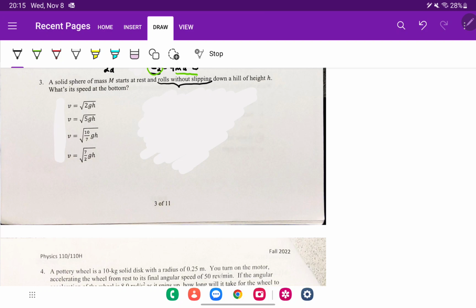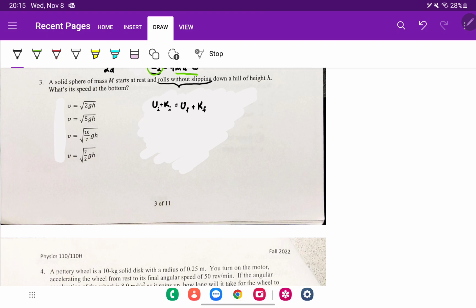So if we're looking at our conservation of energy, we have our basic equation of U plus K initial equals U final plus K final. In other words, potential energy initially plus our kinetic energy initially is going to equal whatever potential and kinetic energy we have at the end. And so we can just start plugging in numbers here of what we have.